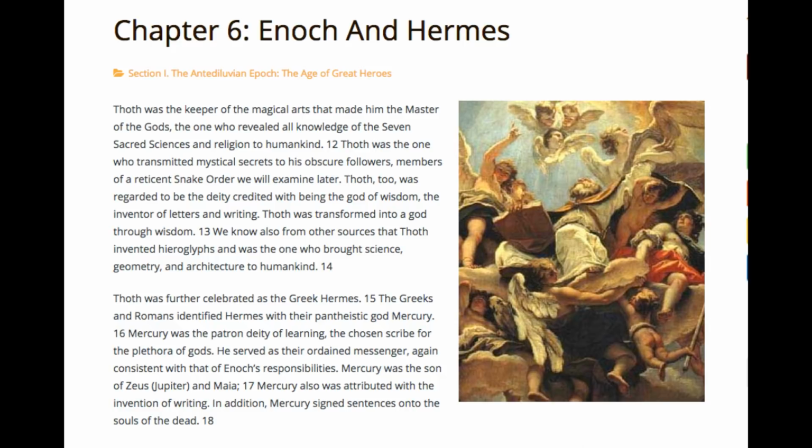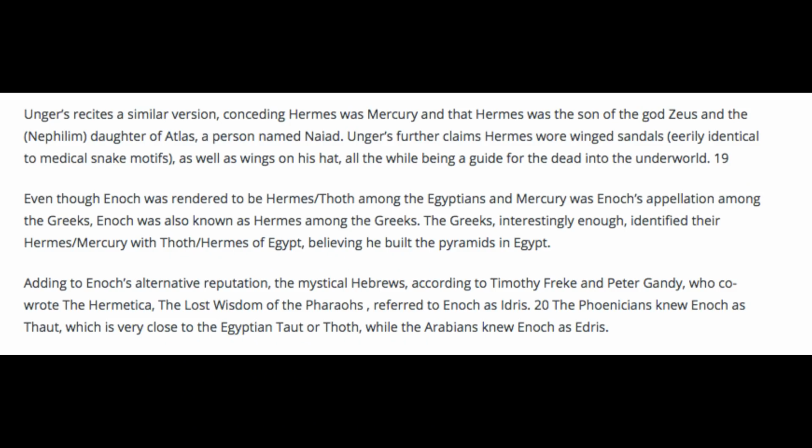He served as their ordained messenger, again consistent with that of Enoch's responsibilities. Mercury was the son of Zeus, Jupiter, and Maia. Mercury was also attributed with the invention of writing. In addition, Mercury signed sentences onto the souls of the dead. And it continues here, Unger recites a similar version, conceding Hermes was Mercury and that Hermes was the son of the god Zeus. So we read earlier that Hermes was the grandson of Atlas. So Zeus is the son of Atlas, if he's his dad, as we read here.